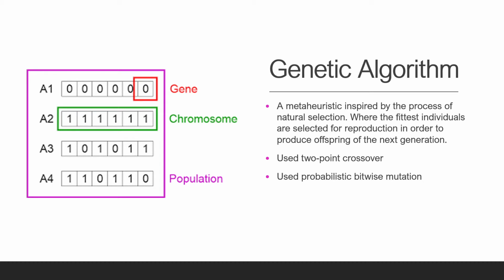My program starts with the genetic algorithm, which is a meta-heuristic inspired by the process of natural selection, where the fittest individuals are selected for reproduction in order to produce offspring of the next generation. I'm going to briefly walk through how I developed my genetic algorithm to tackle the partition problem.